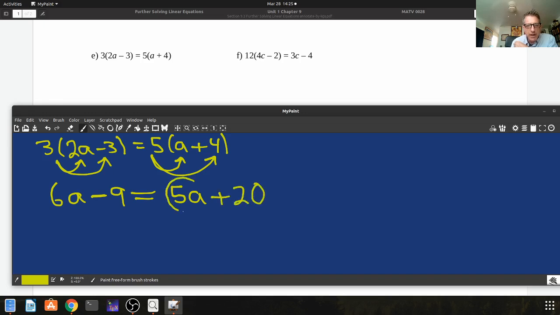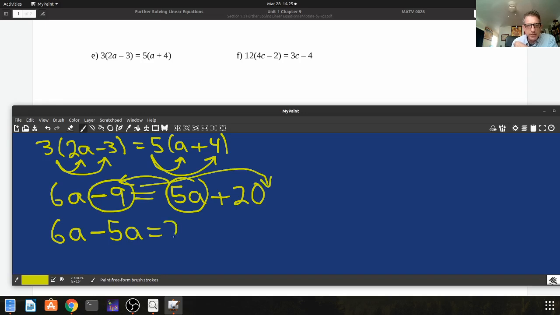So I'm going to move the 5a to the other side. I'm going to put it right there next to my 6a. The 5a becomes minus 5a because that's the price I have to pay. And now I'm going to move the 9, the minus 9, to the other side here. So that's going to give me a plus 9 on the other side because that's the price you have to pay to move a term to the other side. So now we're just going to collect like terms. 6a minus 5a gives me a single a. And 20 plus 9 is 29. And that is my solution.